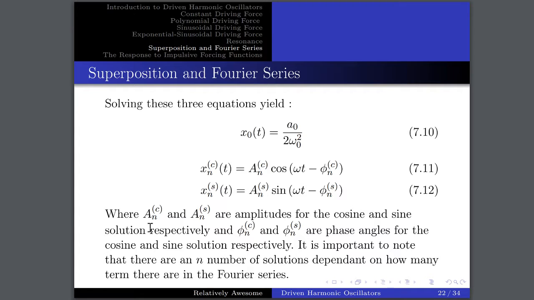Note that a sub n of c and a sub n of s are the amplitudes for the cosine and sine solutions respectively, and phi sub n of c and phi sub n of s are the phase angles for the cosine and sine solutions respectively. It is important to note that there are an n number of solutions dependent on how many terms there are in the Fourier series.